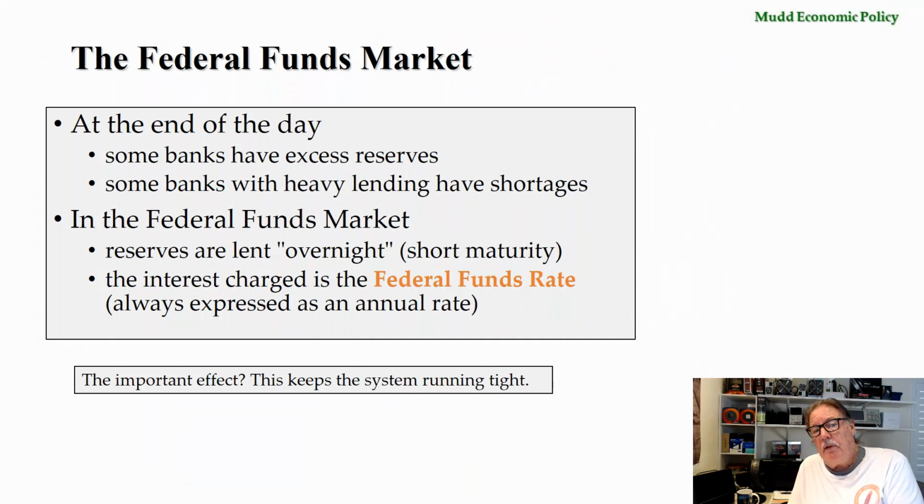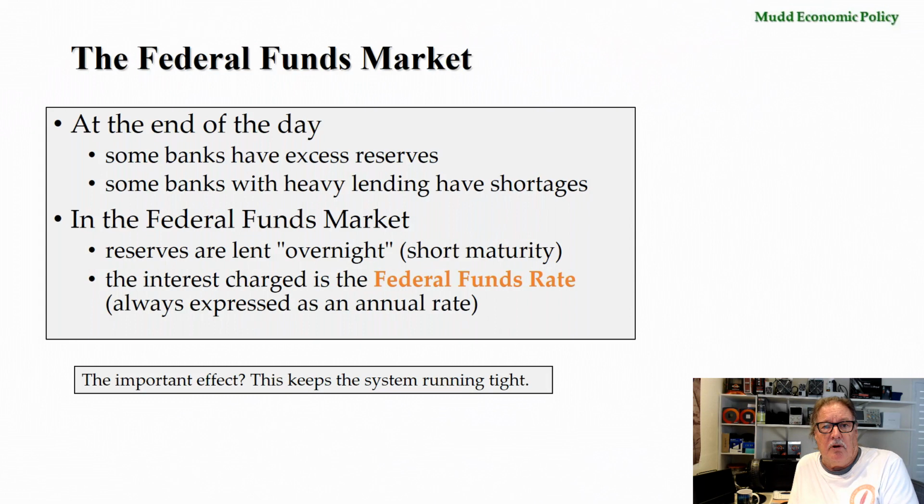The effect of all of this is to keep the system at a national level running very tight. So remember, the Federal Reserve Bank of New York, in their open market operations, doesn't conduct them with every bank in the United States. They conduct them with a relatively small handful of banks. Sometimes they conduct them only with banks that are called primary dealers, and that's a list, I think, of about 18 or 20 banks or so.